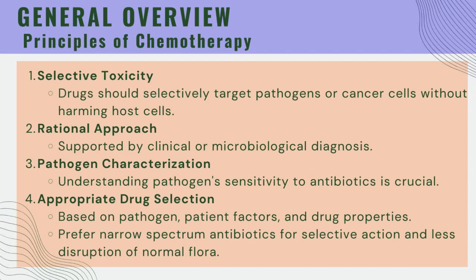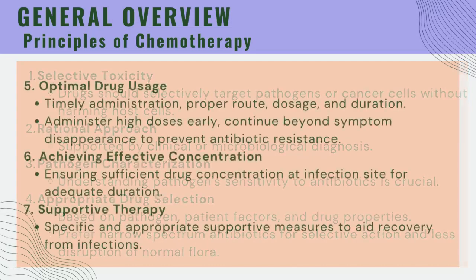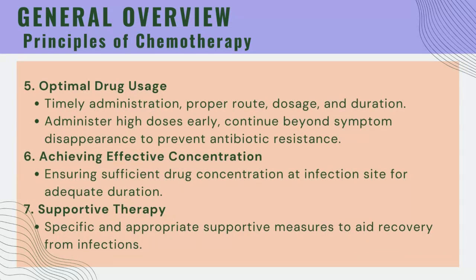If possible, it is better to use a narrow-spectrum antibiotic, which is more selective and thus causes less interference with normal resident bacteria. The drug should be used in proper time, by proper route, at a proper dose rate, and for a proper duration. If an antibiotic is used, it is better to administer it as early as possible at a high dose for a shorter period of time and continue beyond 48 hours after disappearance of symptoms unless signs of toxicity are seen. This ensures that the organism is eliminated and there is less chance of developing antibiotic-resistant bacterial strains.